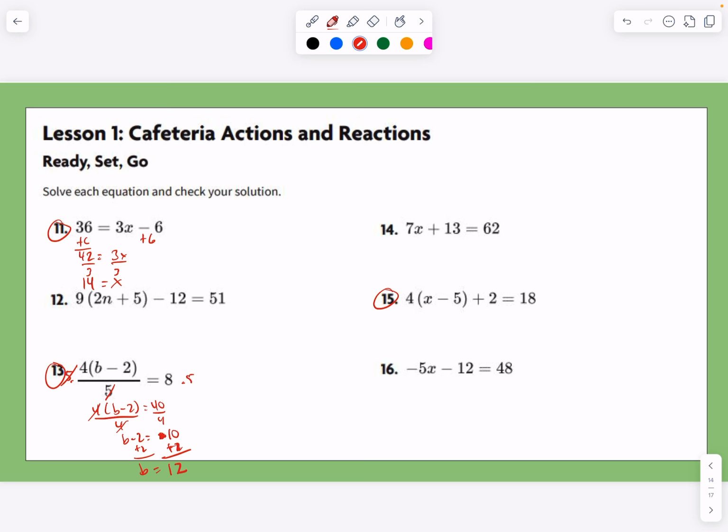And this last one here, I'm going to start by subtracting 2. So then I have 4 times x minus 5 equals 16. I'll divide both sides by 4 to get the part in the parentheses by itself. 16 divided by 4 is 4. And then I'm going to add 5 to both sides so that x equals 4 plus 5, which is 9. Okay, so we have a 14 for 11, we have a 12 for 13, and we have a 9 for 15.